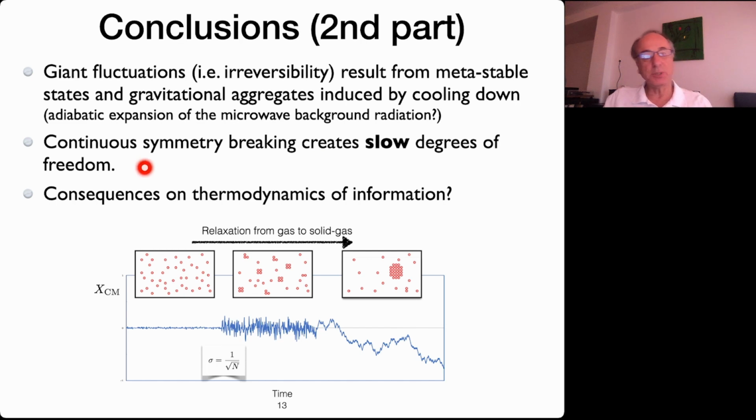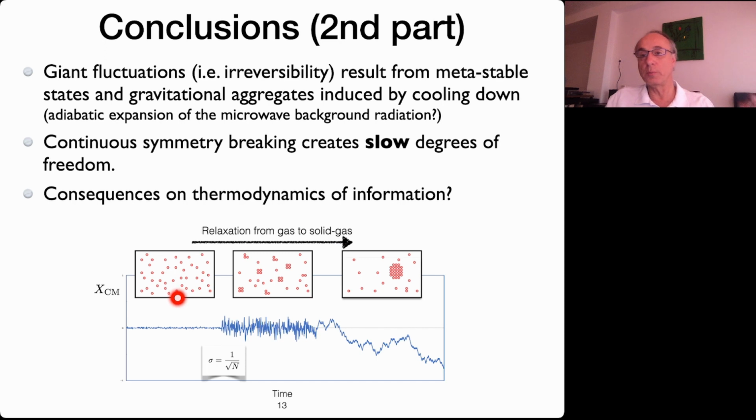I think continuous symmetry breaking is also interesting as a way of creating giant fluctuations and also slow degrees of freedom. It's a bit like the example, let me explain with this example, which is a bit like the creation of the drops before, but without the shelf here. So you have a gas, and then you go below condensation points, and you start to create drops here, or a crystal if you like, if you go to the solid gas phase transition.